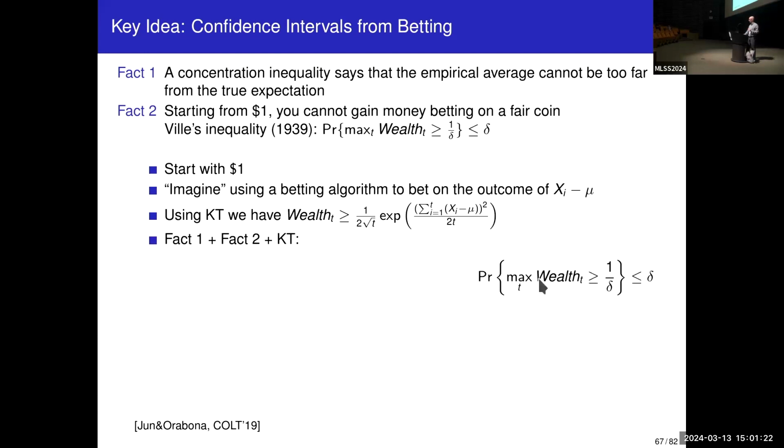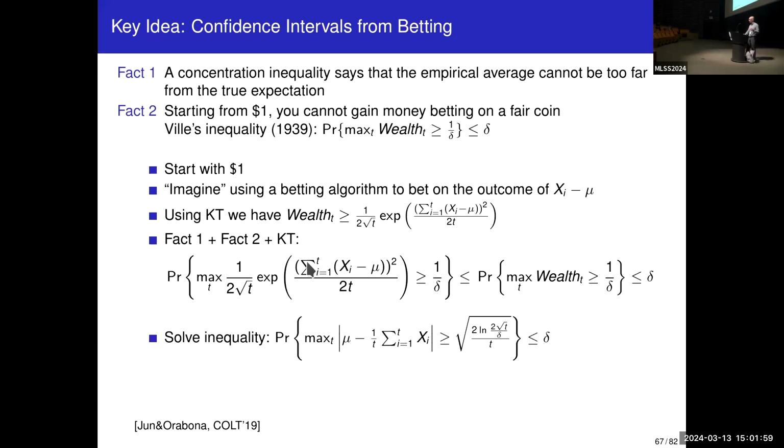So let's start. Ville's inequality says, doesn't matter what you do, you will never gain money. Now, this holds for any betting strategy. Which betting strategy do we want to use? Let's use Krichevsky-Trofimov. Krichevsky-Trofimov says your wealth is at least this quantity. So this is a lower bound, and this gives us a lower bound to the probability. And so now we have the probability that the maximum over t of this expression, that is this lower bound by Krichevsky-Trofimov, is bigger than 1 over delta is less than delta. It's finished. You just have to solve this inequality here to put it in a slightly nicer form.